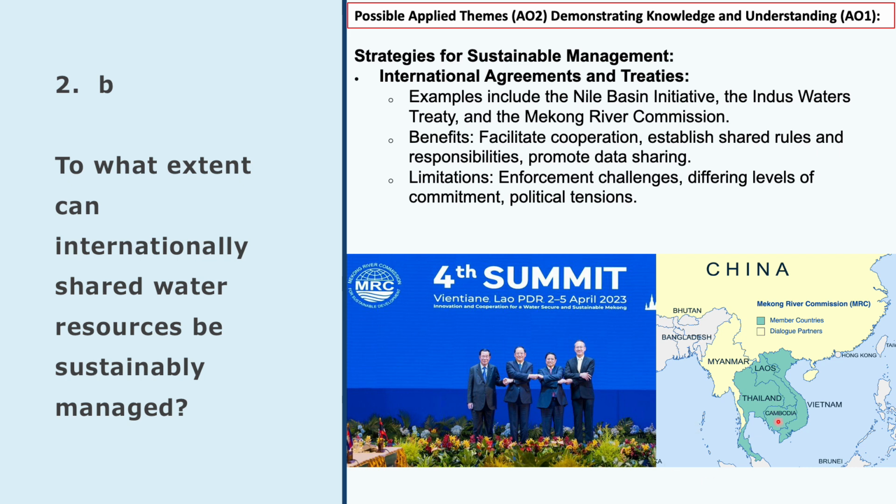And so the Mekong River Commission, we could see that there's these four main states, Laos, Thailand, Cambodia, Vietnam, and then the dialogue partners, Myanmar and China, who are not involved in the decision-making as much, but they are allowed to participate in discussions.